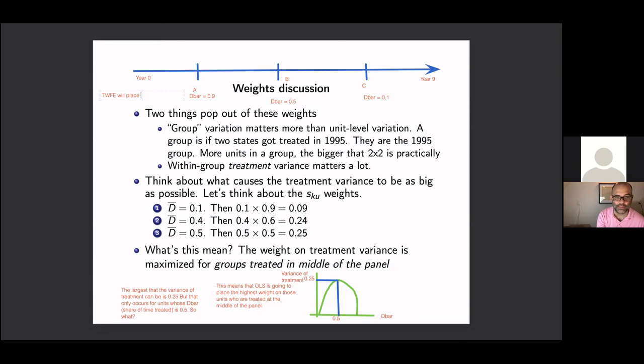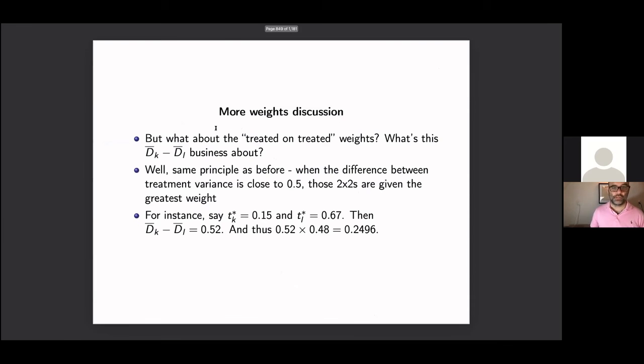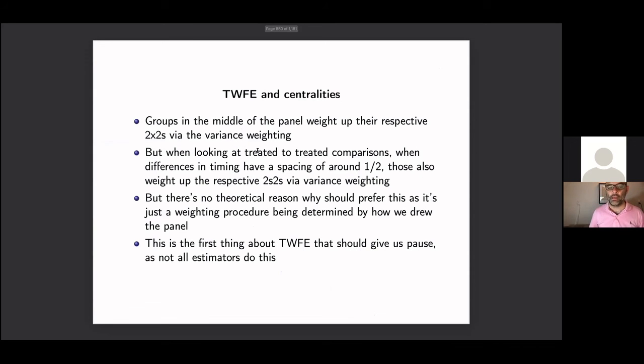Two-way fixed effects will place the highest weight on group B's 2x2 when calculating that two-way fixed effects number. OLS favors the units in the middle of the panel with respect to treatment dates. And there's nothing necessarily theoretically attractive about that. What about the treated-on-treated weights? Same thing. I'm not going to talk about it. I only have 30 minutes, so I better hurry. Groups in the middle of the panel weight up their respective 2x2s via this variance weighting. There's no theoretical reason to prefer this. It's just a weighting procedure determined by how we drew the panel.